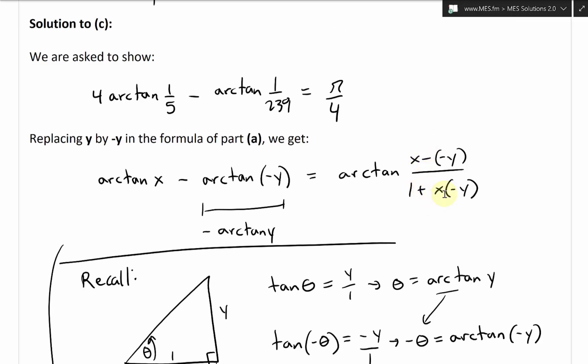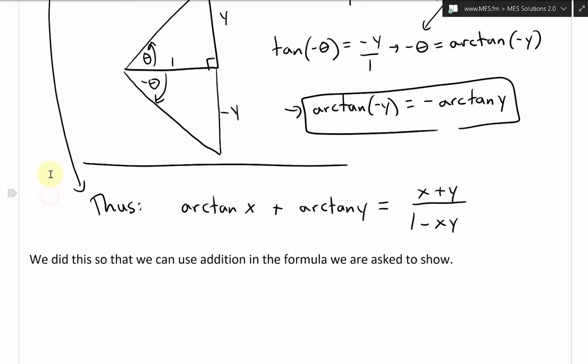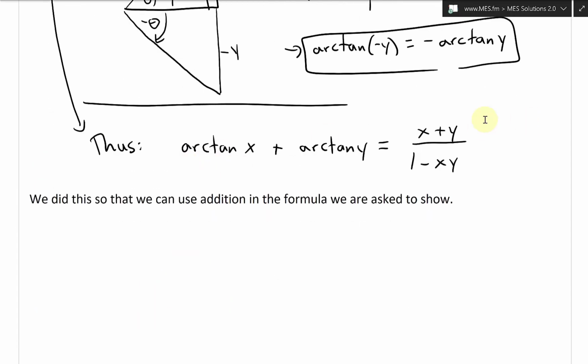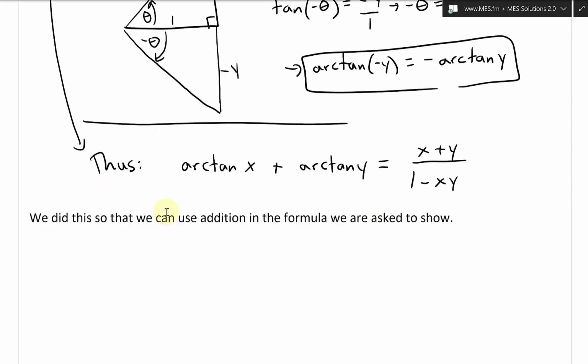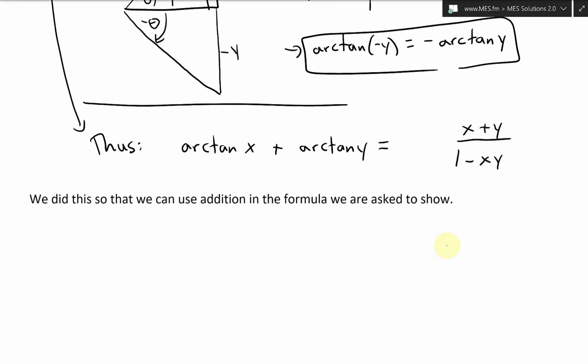So this is plus x times negative y, so it's minus, and this one's negative times negative, it's plus. So that is what we have there, which is quite fascinating. All right, so now we have this, and again, we did this so that we can... Also, I forgot to put the arctan of x here. So yes, lots of writing.